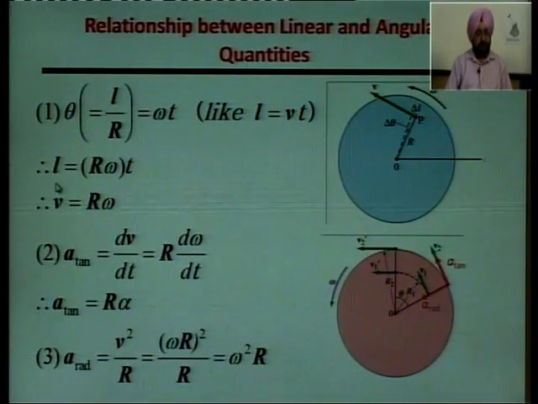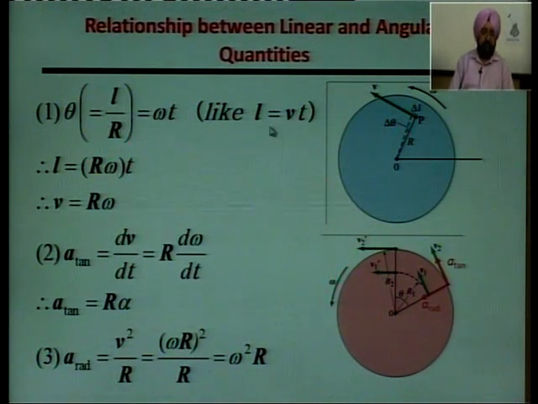So, L is equal to what? V into t, because what is linear velocity? It is linear displacement divided by time. So, linear displacement is equal to linear velocity into time. So, if you put v into t here, t cancels, you get v equal to r omega.